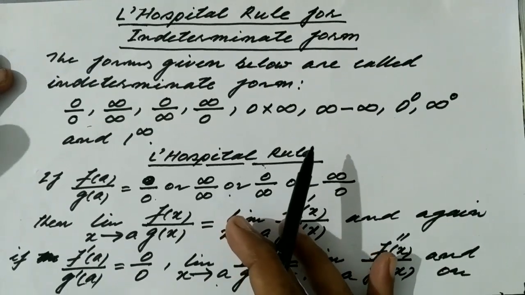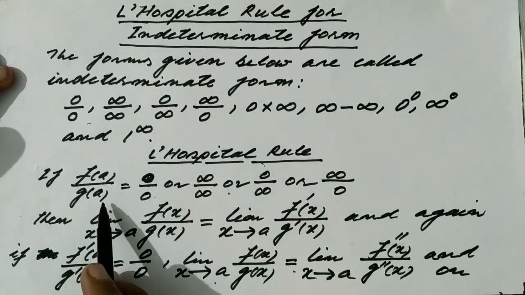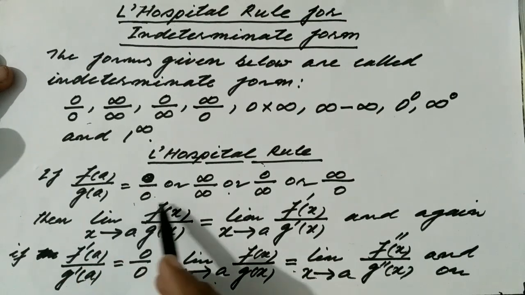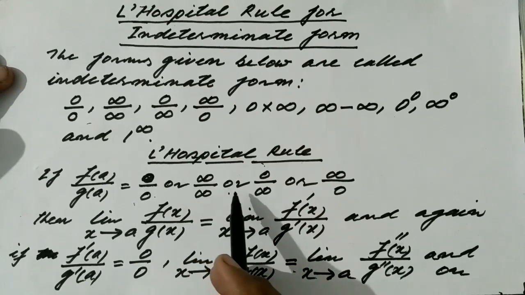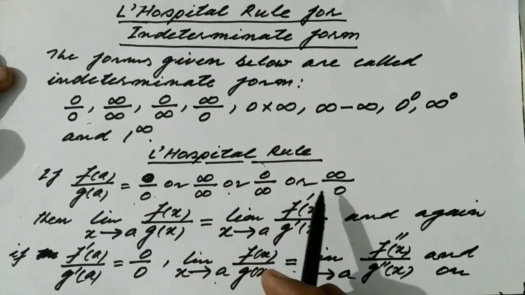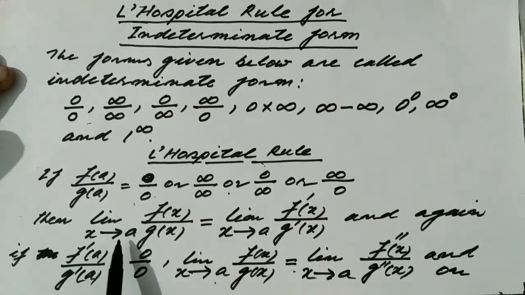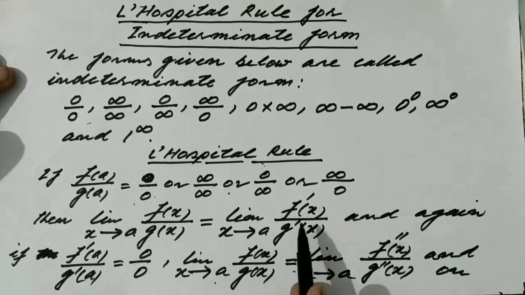According to L'Hospital rule, if f(a) upon g(a) is equal to 0 upon 0 or infinity upon infinity or 0 upon infinity or infinity upon 0, then limit x tends to a f(x) upon g(x) is equal to limit x tends to a f dash x upon g dash x.